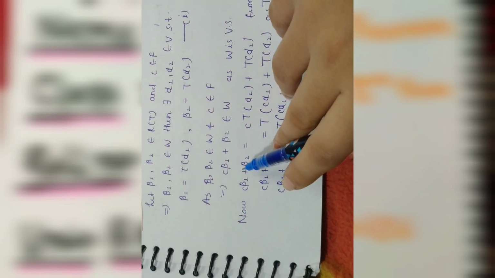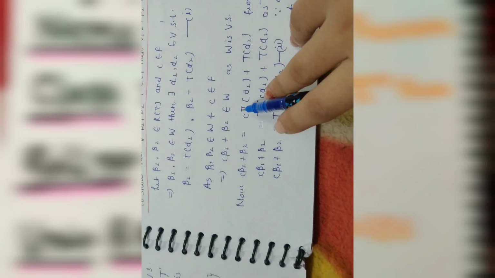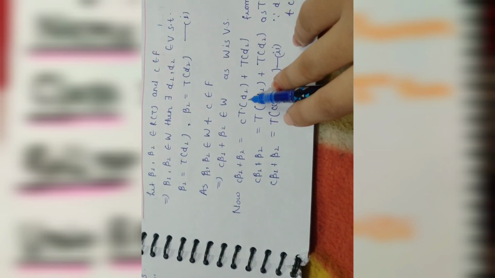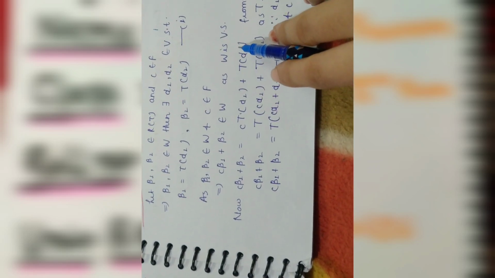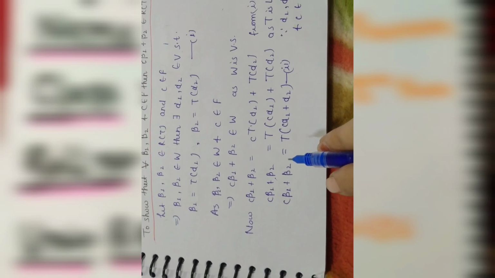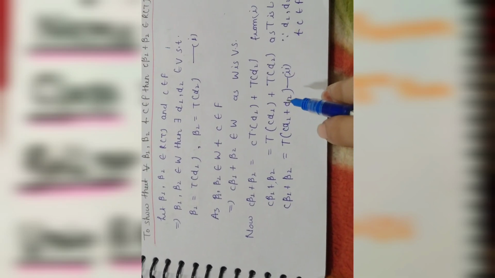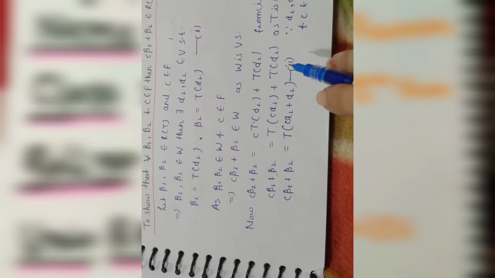Now c beta 1 plus beta 2, we are putting the values of beta 1 and beta 2. So we get c T alpha 1 plus T alpha 2. Now we can write this as T of c alpha 1 plus alpha 2 from the property of linear transformation. So c beta 1 plus beta 2 is basically written as T of c alpha 1 plus alpha 2. Mark this as equation number 2.